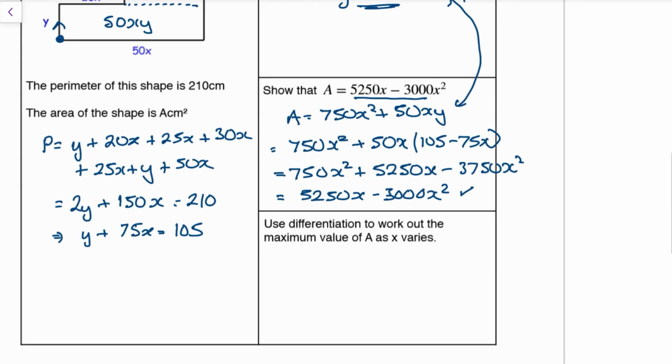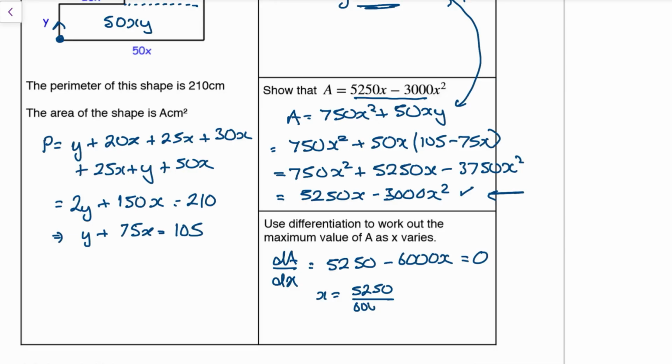Final part of the question, use differentiation. So I have an equation for A, which means I can work out how A changes with respect to x. In other words, I can differentiate. So if I differentiate the equation I've just worked out, that's going to give me 5250 minus 2 times 3000 is 6000x. Then what I want to do, so when you use the differentiation, I've differentiated to work out the maximum value. So I'm going to let that equal to 0. So in other words, x is going to be equal to 5250 divided by 6000, which is equal to, again, calculator, 7/8.